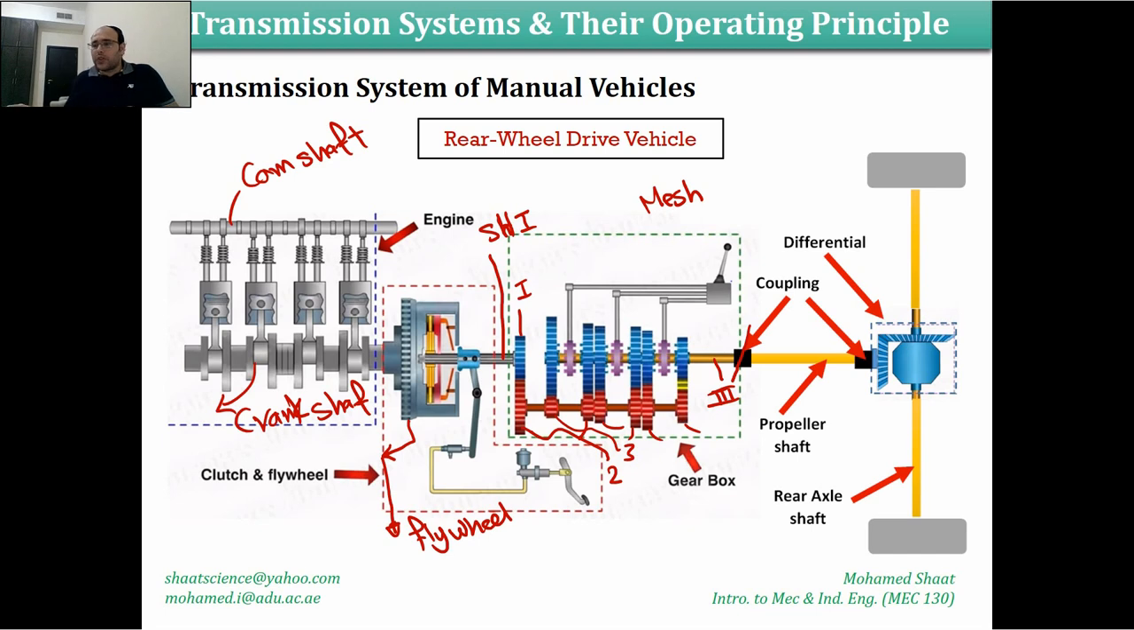But before we move to that, how about if I decided to disconnect the motion, to disconnect any new pushing or power or energy that comes from the engine? Now the clutch is connected. How could I disconnect it? Simply, you're gonna press on the pedal. If you press on the pedal, you're disconnecting the clutch. So you are disconnecting the motion to shaft number one.